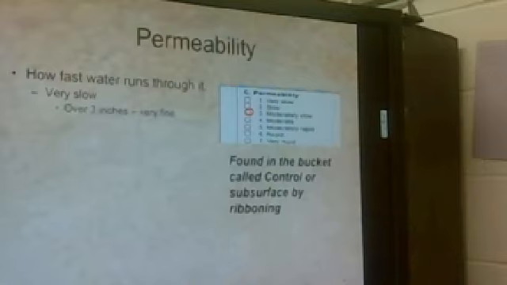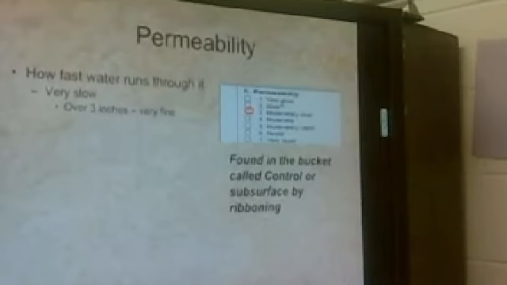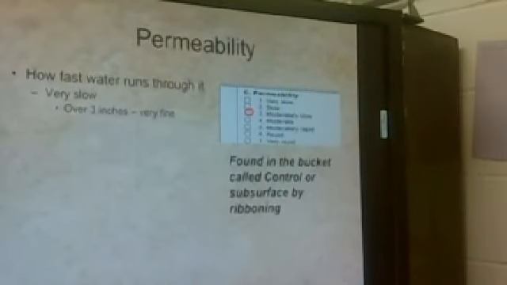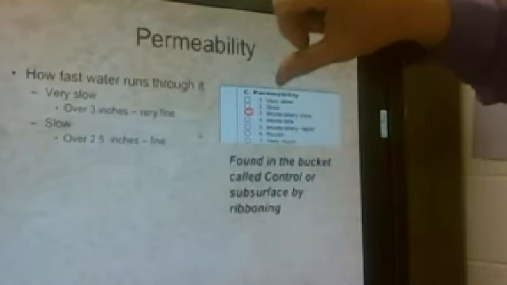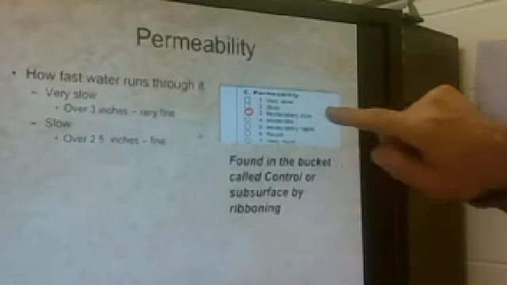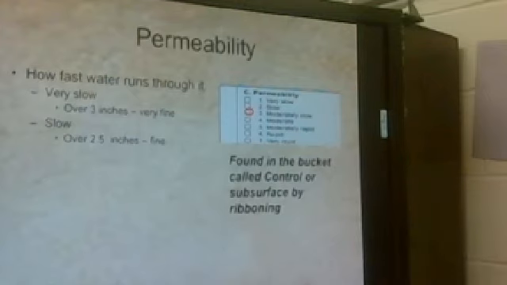To be very slow, it has to be over 3 inches. So we're talking nothing but clay. The next one is slow, and that's going to be 2 to 5 inches. So it kind of separates out the moderately fine. It's kind of a fine soil, but it's not as fine as this one. This is tough stuff right here.